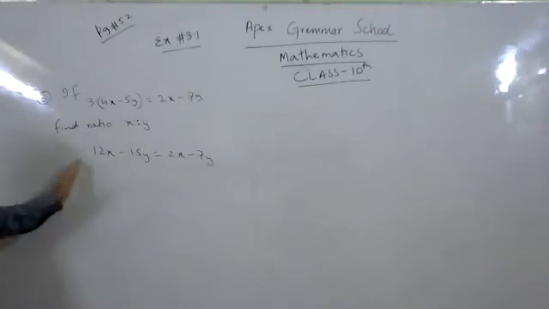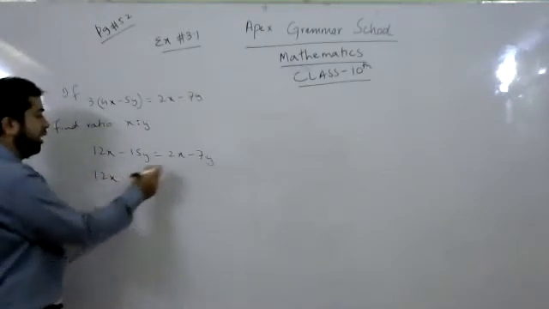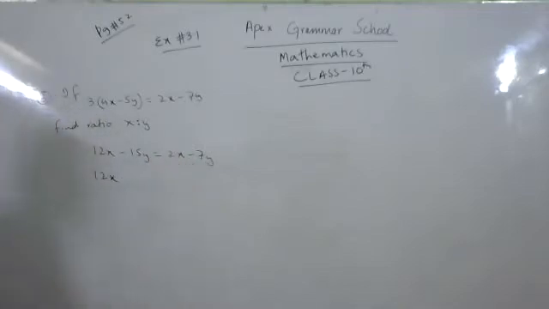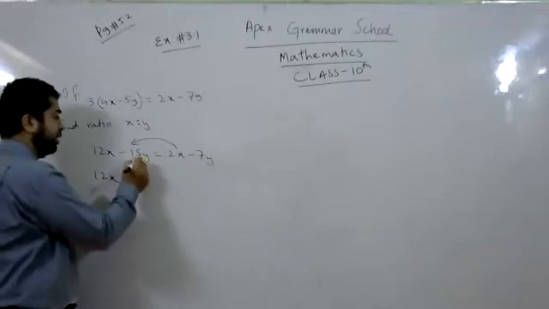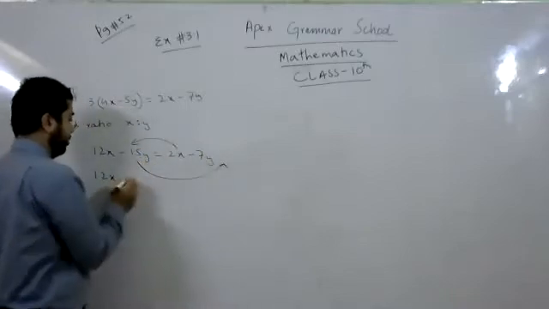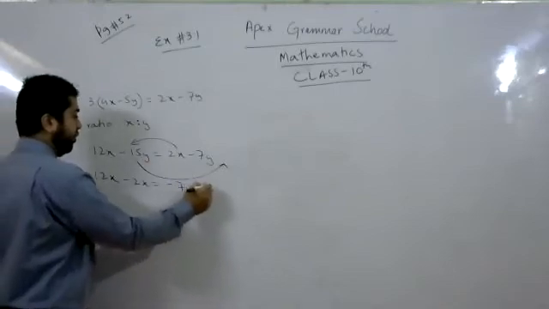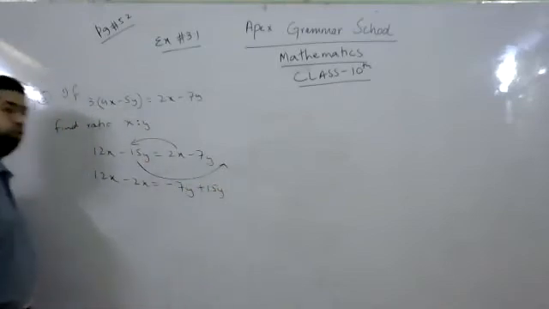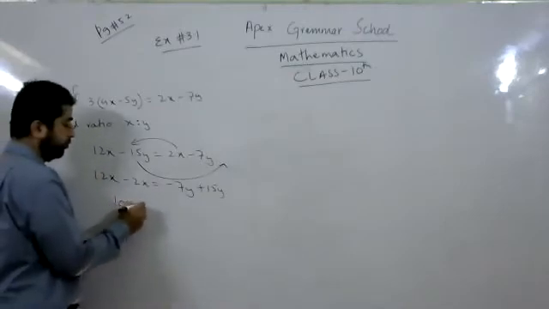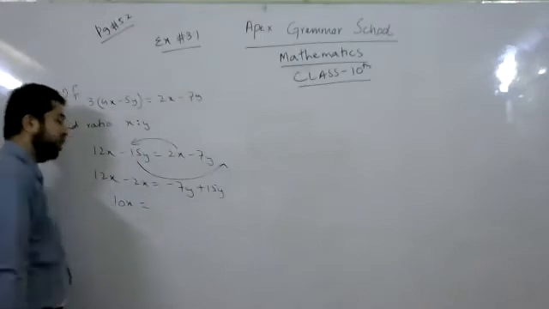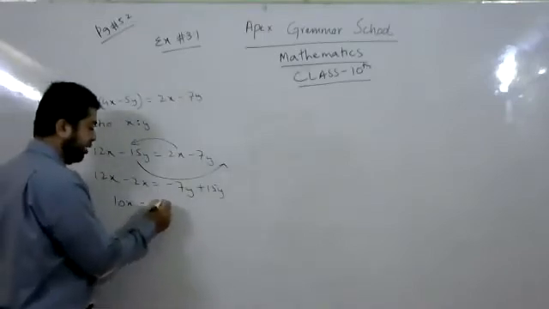On the left hand side, we need to collect all the values related to x. This 2x will be negative there and this negative 15y will be positive there. That is minus 7y plus 15y. So 12x minus 2x is 10x, equal to minus 7y plus 15y. 15 minus 7 is 8y.